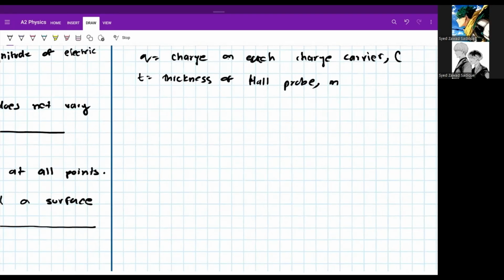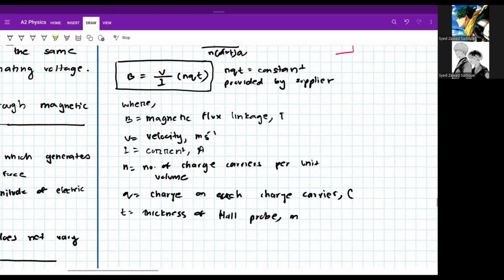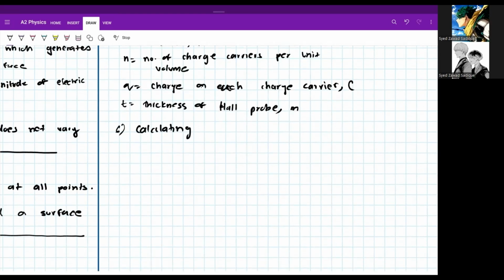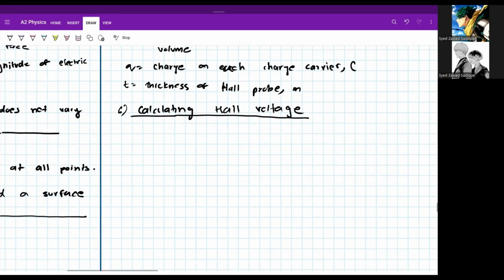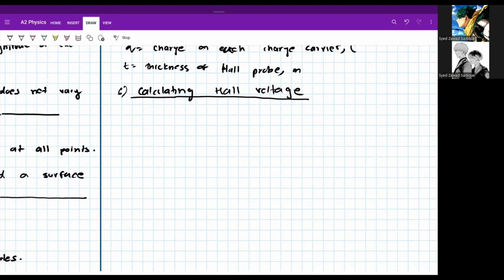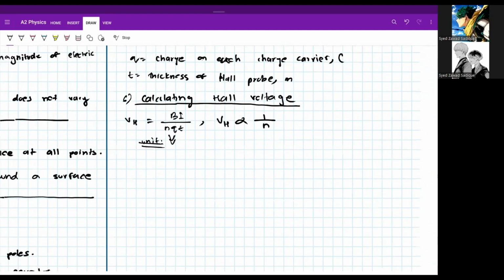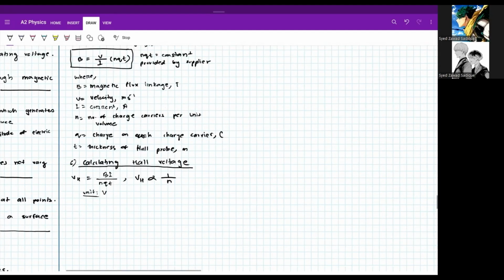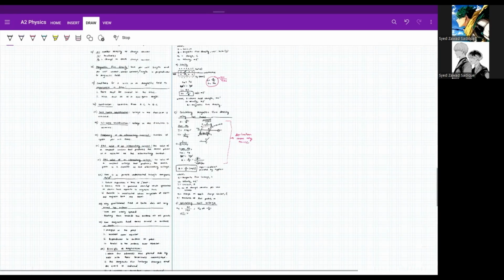Okay, a concept that is similar to this is calculating Hall voltage. What's funny is this is a one-line concept. You can just find Hall voltage by rearranging the previous formula: V is equal to BI by nQT, where Hall voltage is inversely proportional to number of charge carriers. Unit is volts. Nice.